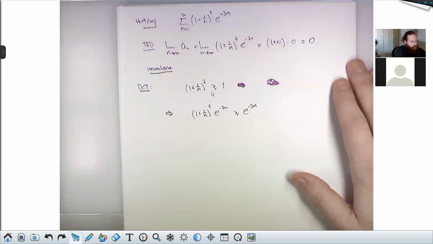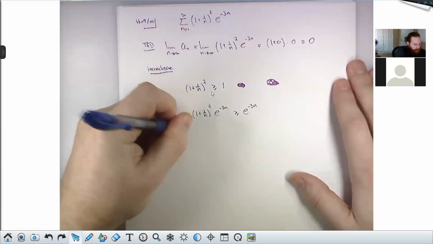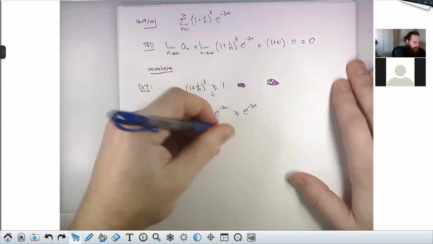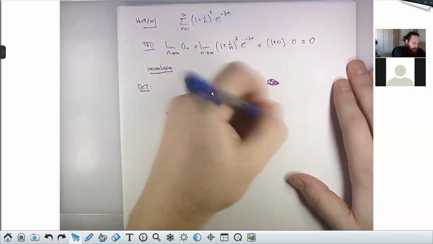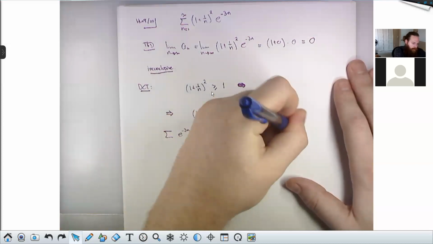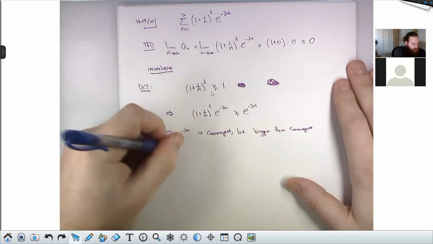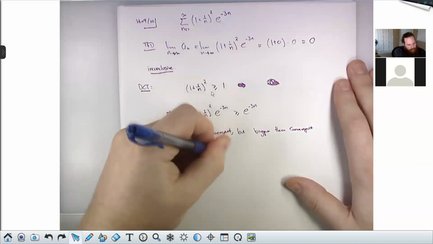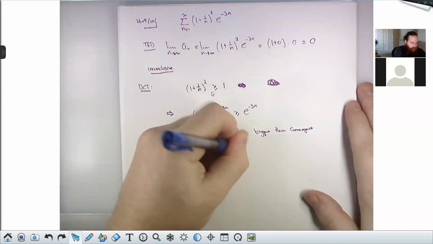DCT is also not going to work. So the sum sigma e to the negative 3n is convergent, but bigger than convergent could go either way. Yeah, so I have to walk that back again. The inequality here points the wrong way for DCT also. So this is also not useful.